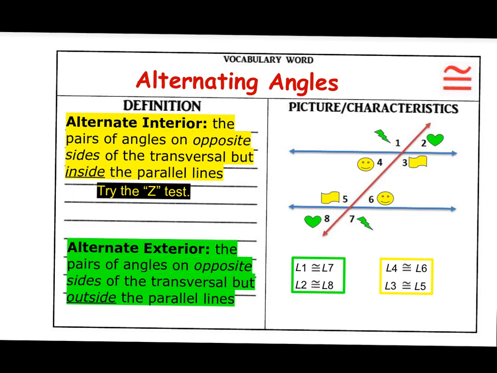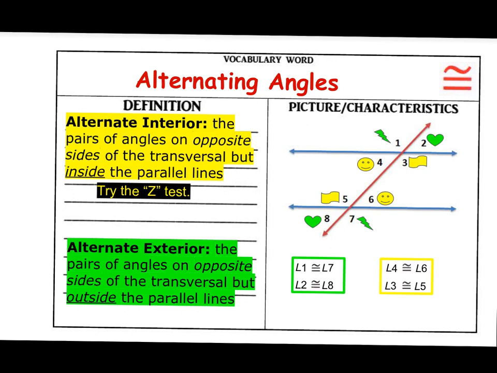The second pair of alternate interior angles would be angle 3 and angle 5. Those two angles are congruent. They are located on the inside of the parallel lines. So they are on the interior and on opposite sides of the transversal.